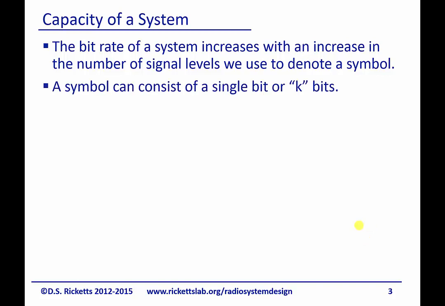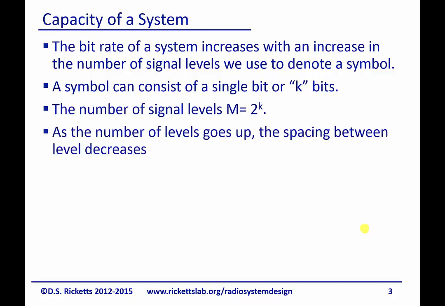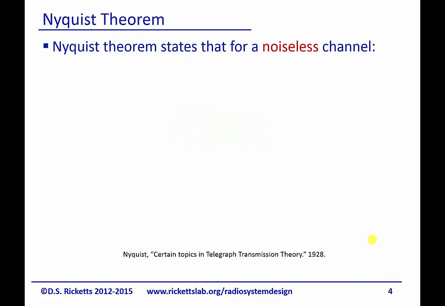A symbol can consist of a single bit or k bits, and the number of signal levels, as we've mentioned, is M, and that equals 2 to the kth power. As the number of levels goes up, the spacing between the levels decreases if we have a fixed supply. Because of this, the probability of error increases, and also noise causes a problem.